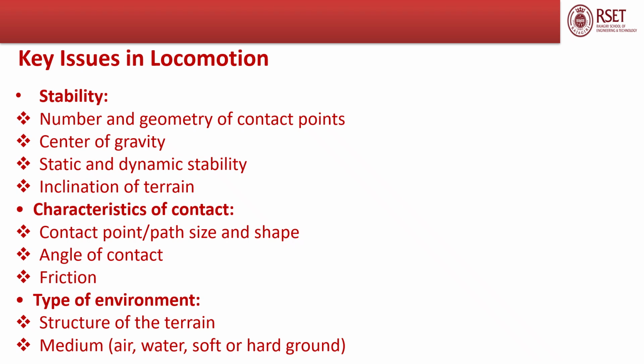The second issue is the characteristics of contact. This includes the size and shape of the contact point or path, the angle of contact between the robot and the ground, and the friction between them. The third issue is the type of environment. The structure of the terrain and the medium, such as air, water, soft ground, or hard ground, significantly affect the choice of locomotion mechanism.